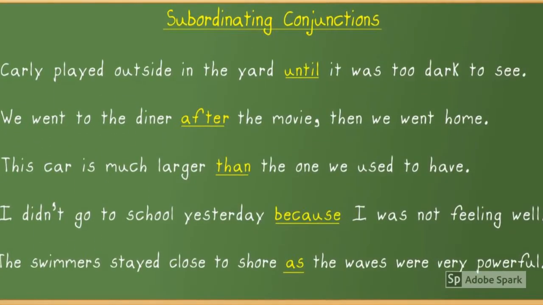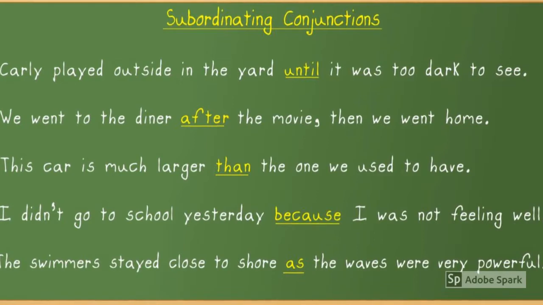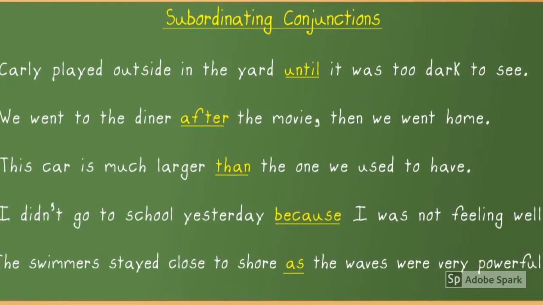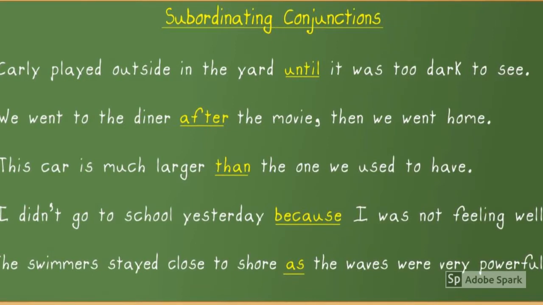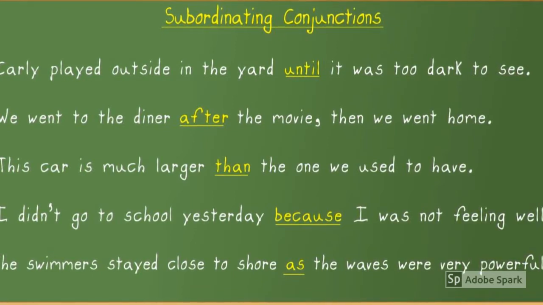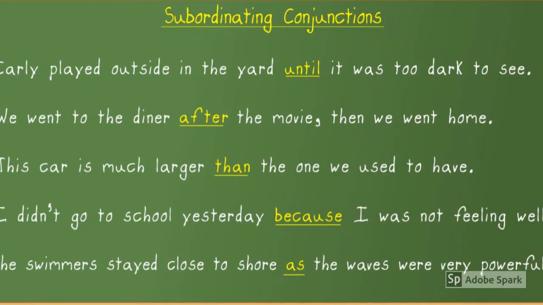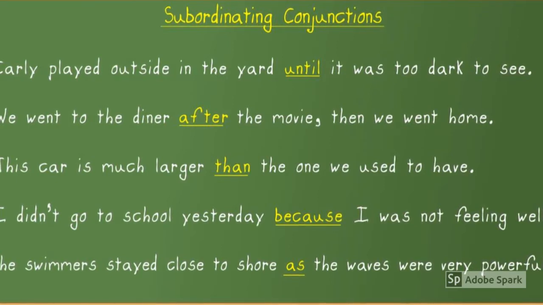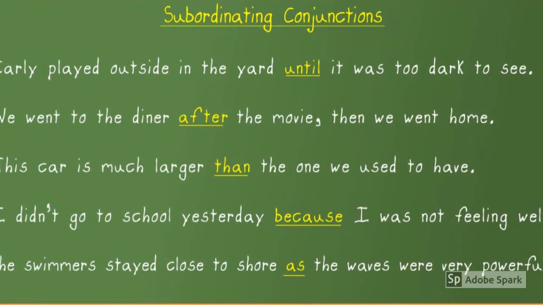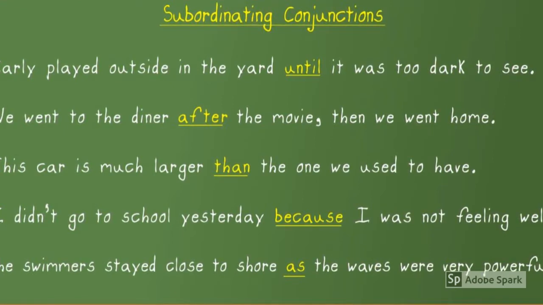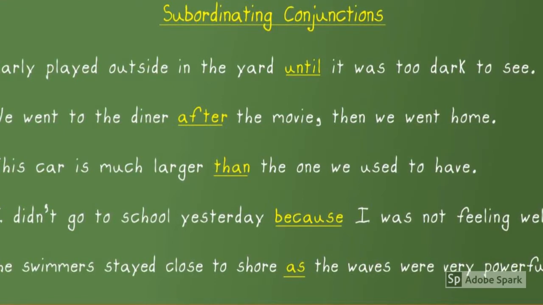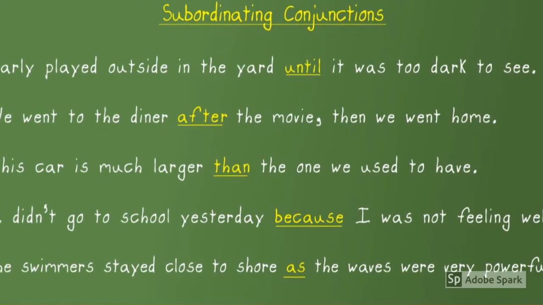Here are some examples of subordinating conjunctions. Carly played outside in the yard until it was too dark to see. We went to the diner after the movie, then we went home. This car is much larger than the one we used to have. I didn't go to school yesterday because I was not feeling well. The swimmers stayed close to shore as the waves were very powerful.